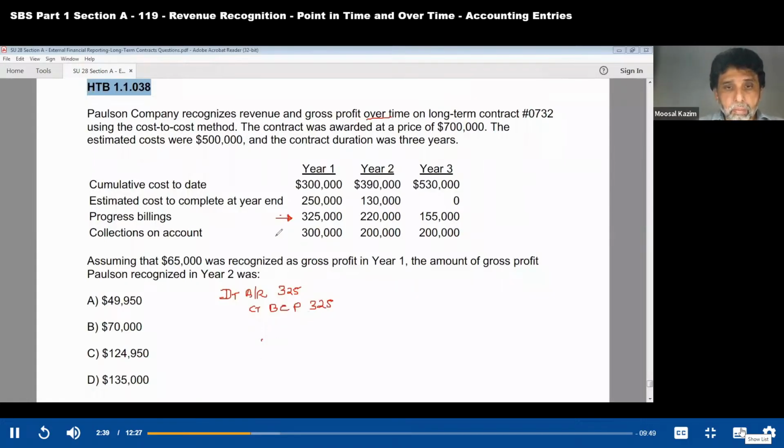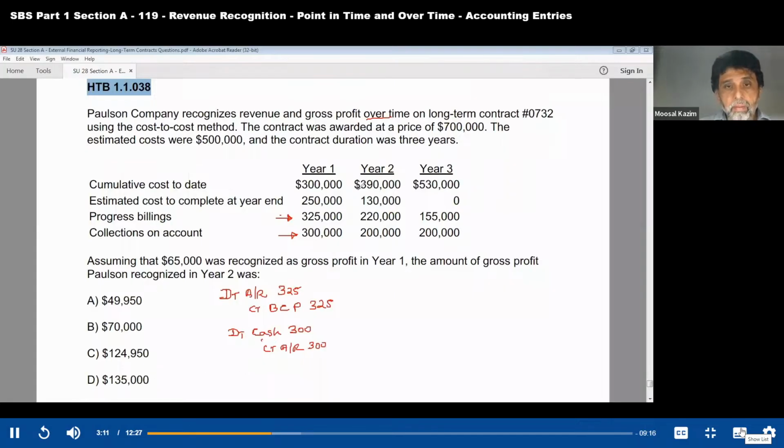Then we are not assuming here anything. It's as per the question itself. They made a collection of 300,000. So debit cash 300,000, and we credit AR 300,000. Okay, credit AR 300,000 because the customer has paid, right?